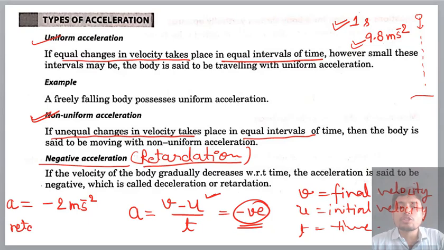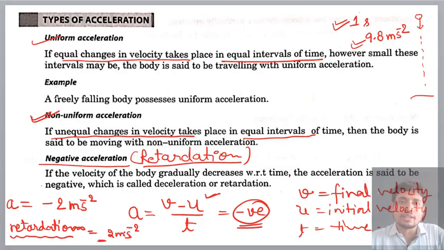If you talk about retardation, meaning negative acceleration, then you can say in my car there is a retardation of 2 meter per second square. Retardation is already a negative word, so no need to apply the negative sign here.